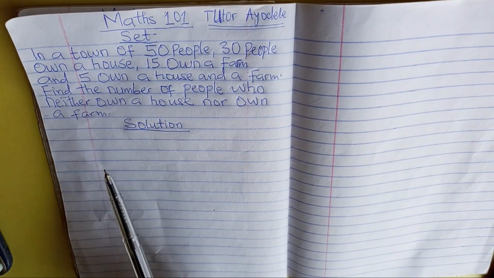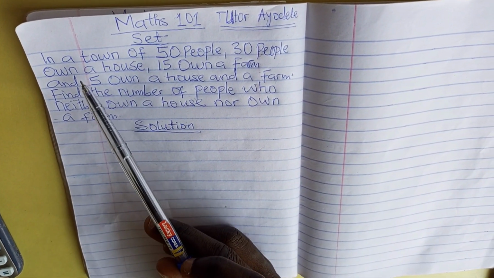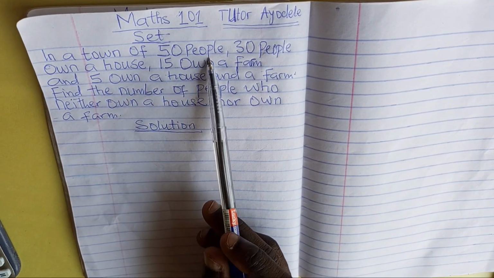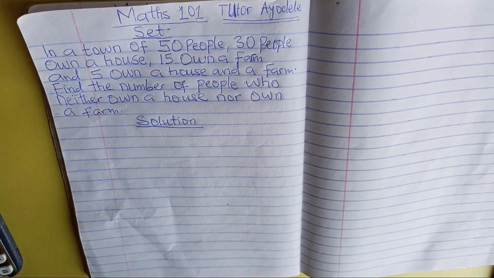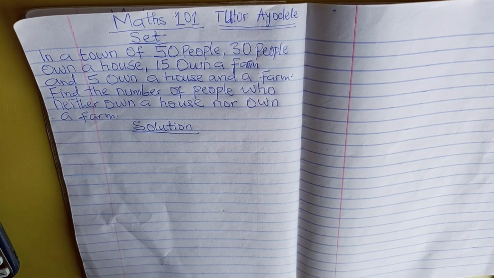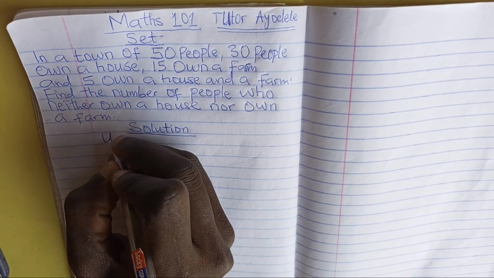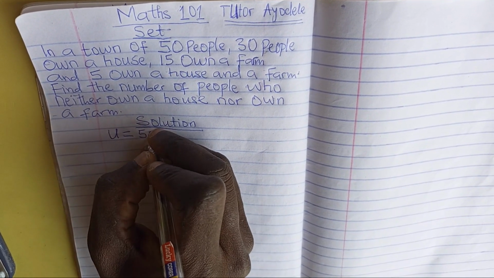To today's class, let's dive into sets. We'll be solving this problem. The question says, in a town of 50 people, that is the whole people in the entire town, they are 50. So in set, that 50 simply represents the universe. That is our U equals 50.